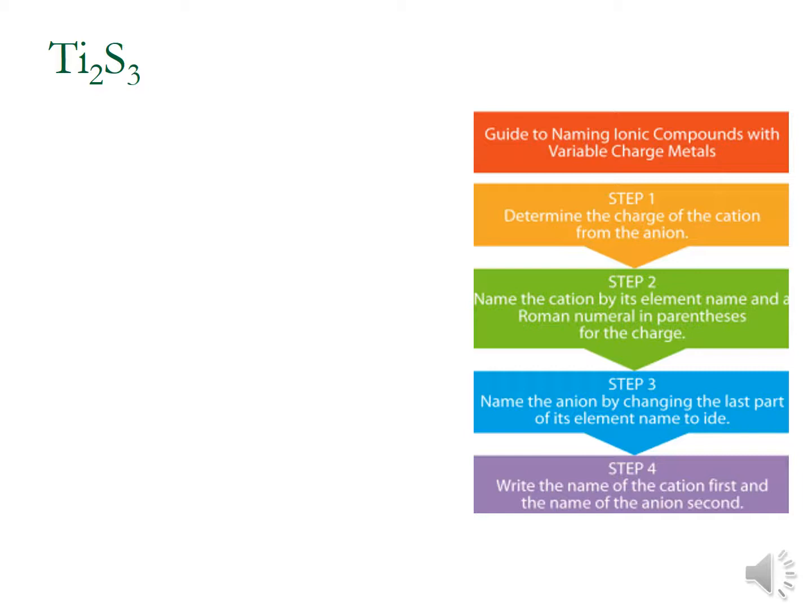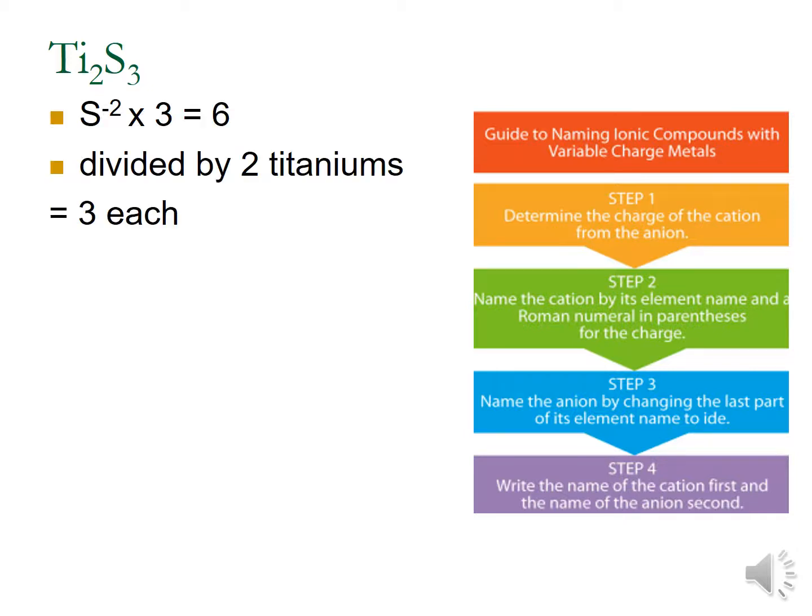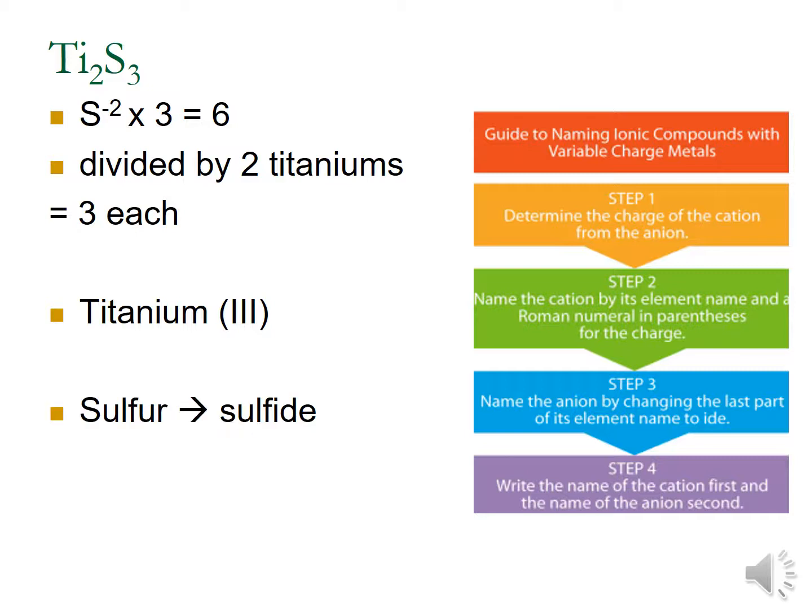Let's try it on titanium and sulfur. Now the sulfide ion is -2. There are 3 of them for -6. We have 2 titanium, so they must be +3. So the charge of the cation must be +3. So the name is going to be the name of the element, titanium, Roman numeral 3. Then the anion is named in the normal way. Sulfur becomes sulfide. Put the 2 names together. Titanium(III) sulfide.